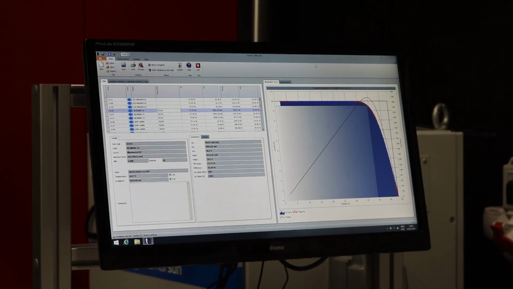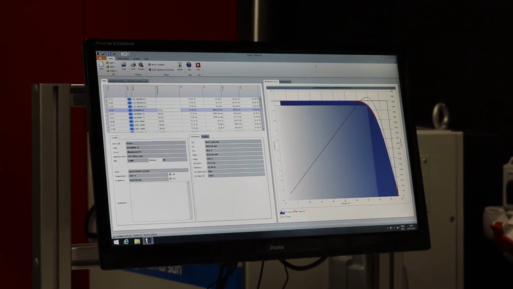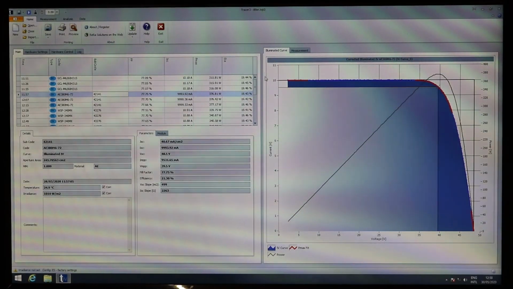Okay, there are a few typical points of the characteristic which we want to know to determine how the module performs. The first one is short circuit current, which is here, and it's the current which we get when the circuit is shorted, according to the name, and when the voltage is equal to 0.